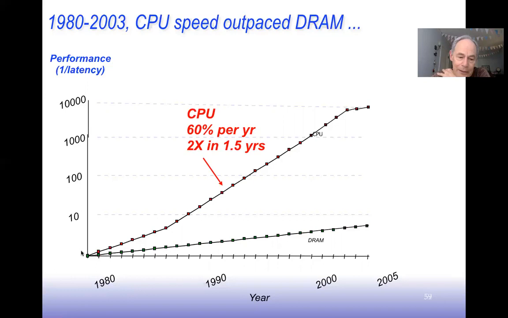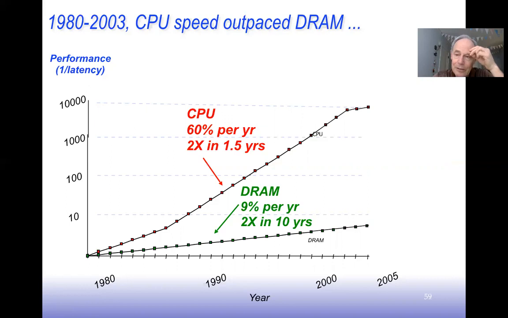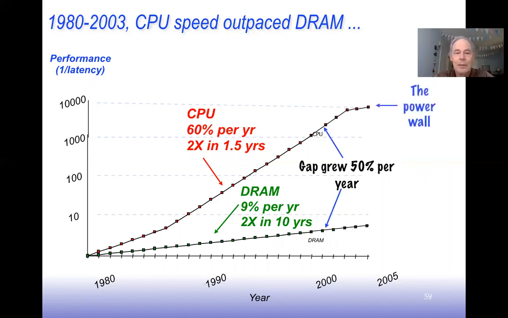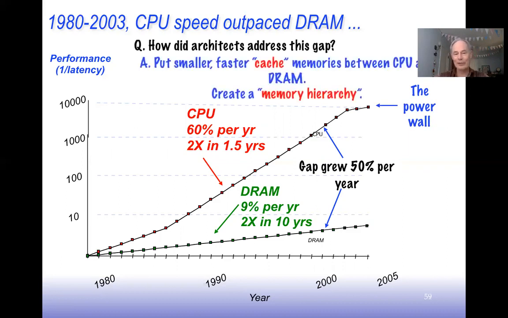Back in the early days, like I said, in '77, the DRAM could keep up with the CPU, but it was pretty clear over time, because of the difference in growth rates, that there was an increasing gap between the speed of DRAM memory and the speed of CPUs. This gap grew about 50% per year. So what did architects do to address this gap? Well, this is where caches came in. We put a smaller, faster cache memory between the CPU and the DRAM.